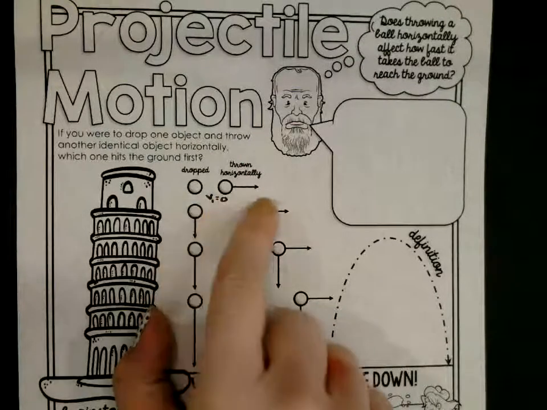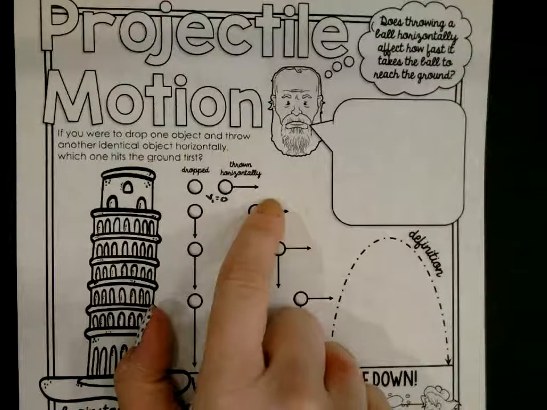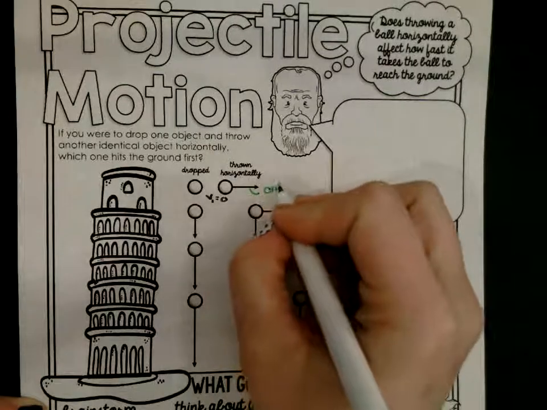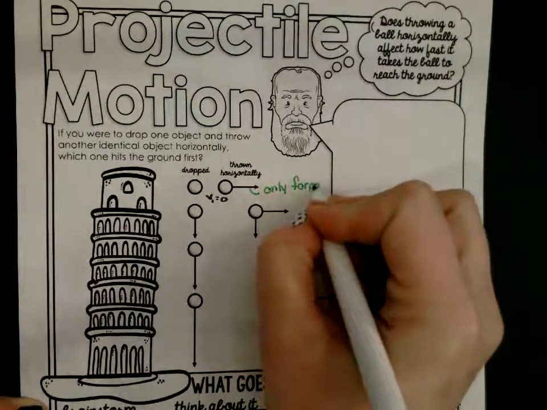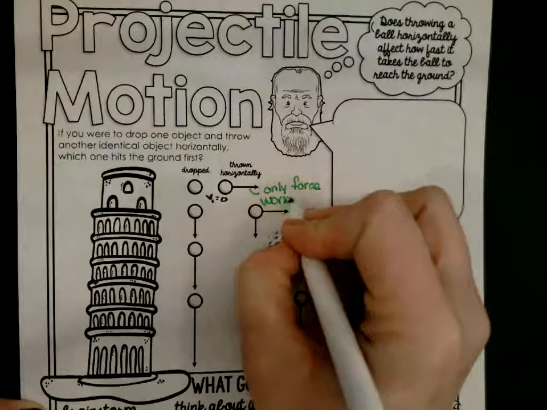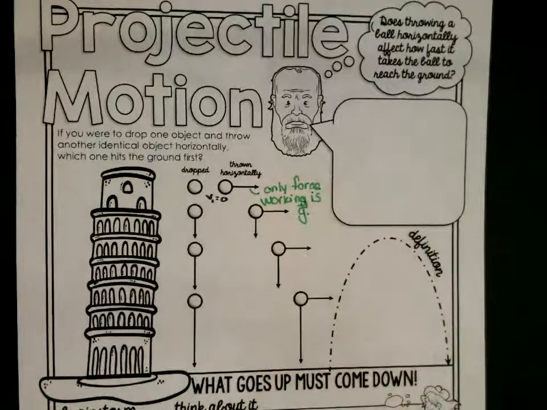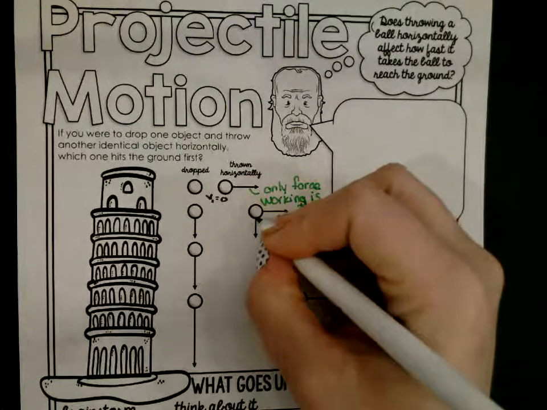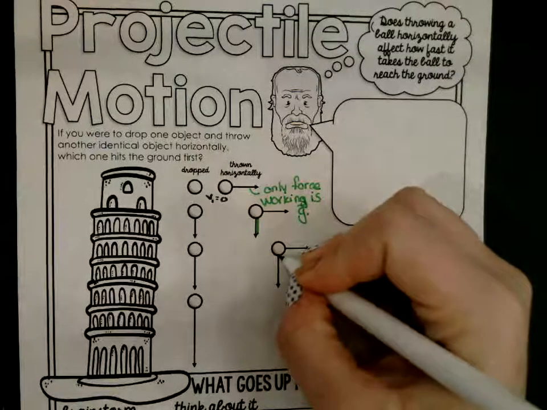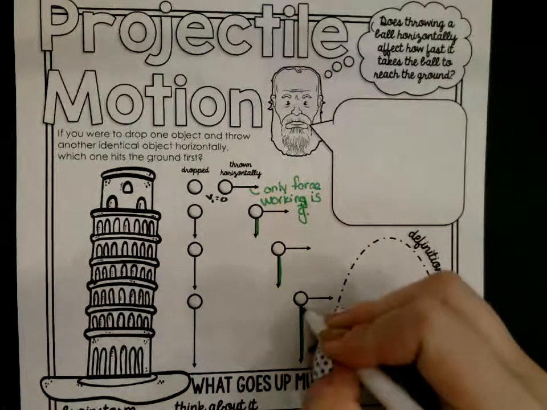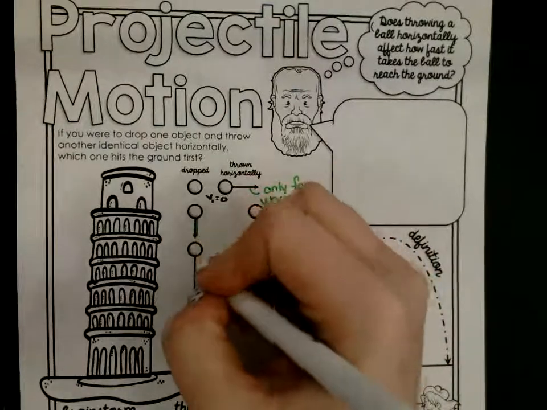On the one we throw, after we throw it, the only force that's working on this is gravity. So after we throw it, the only force working here is gravity, because we're going to disregard air resistance to make this a little bit easier for us. So this is our vertical velocity right here. And this one's over here.